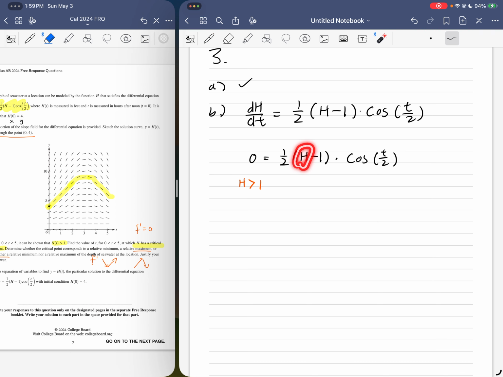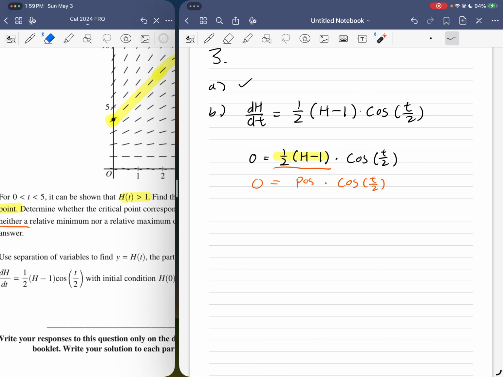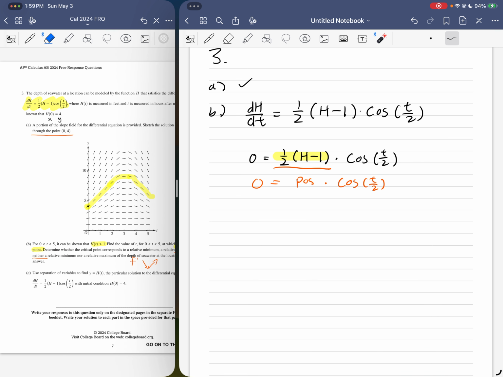So do you see this? This is greater than 1. So this whole thing, because h is greater than 1, let's say 1.1. 1.1 minus 1 is positive. Times 1/2 is still positive. So this whole thing is going to be positive, from here to here. I don't know what that is, times cosine of t over 2, should be equal to 0. So this one cannot be equal to 0, because it cannot even be 1, because this question clearly says h is greater than 1.